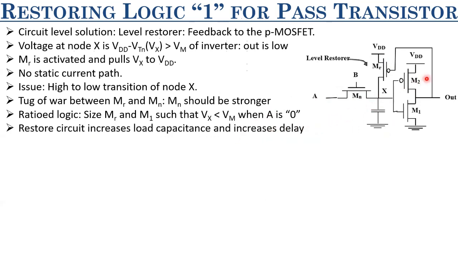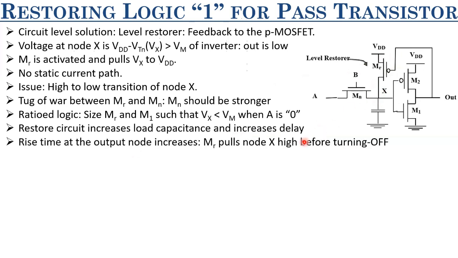Also, when you are introducing these inverters and this level restorer MOSFET, what you are doing essentially is increasing the internal capacitance at this node X. And because of that, you are also increasing the delay of this circuit. Also, the rise time at the output node increases. So here by output, I mean this output. Why is the rise time of the output increasing?